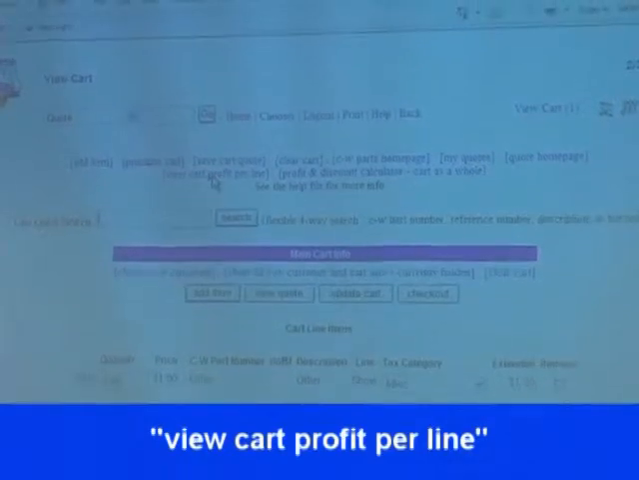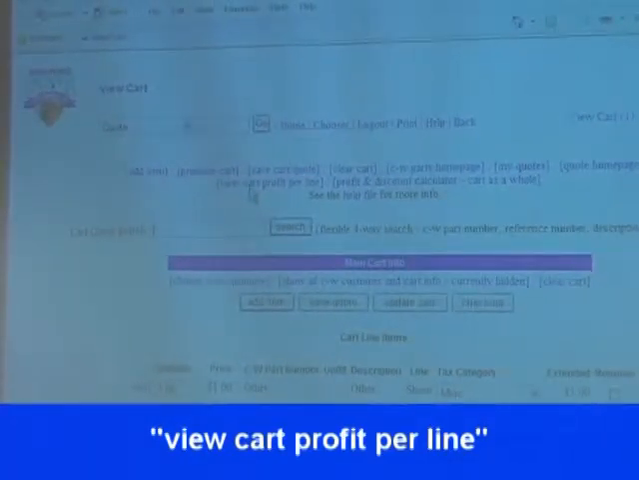And you could actually do the advanced. Did you get into the advanced? No, we don't have an advanced add to cart yet. Turn on. Okay, I have an item, and there's a view cart profit per line. Click. Alrighty, I'm on that page.